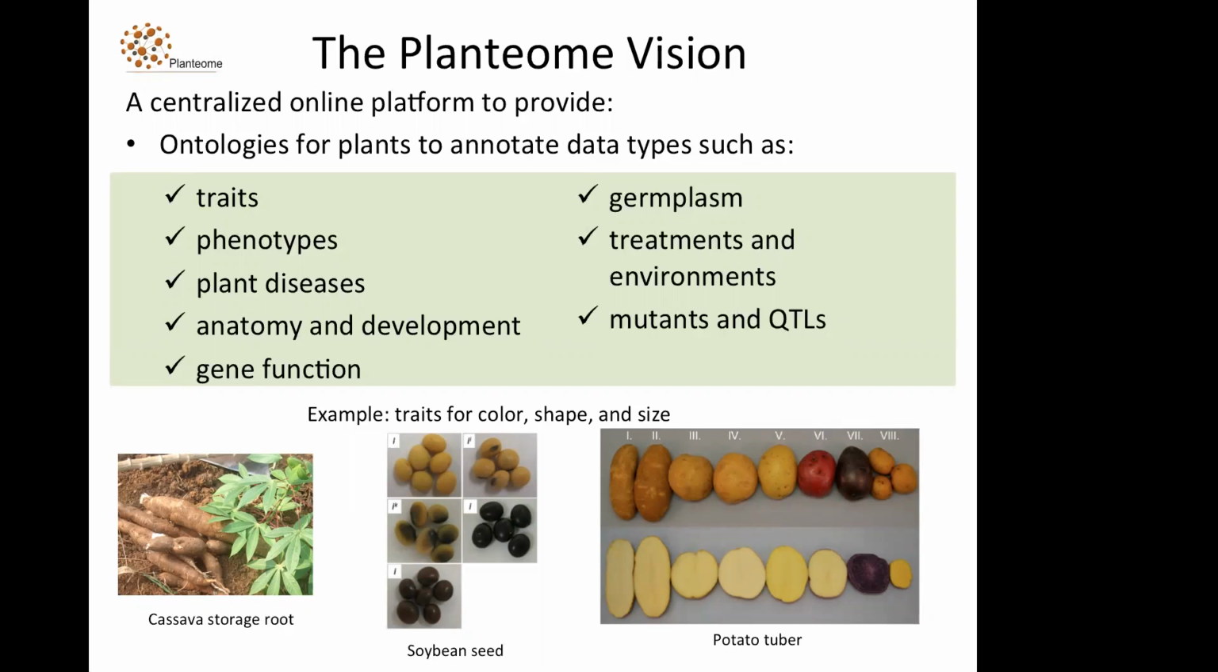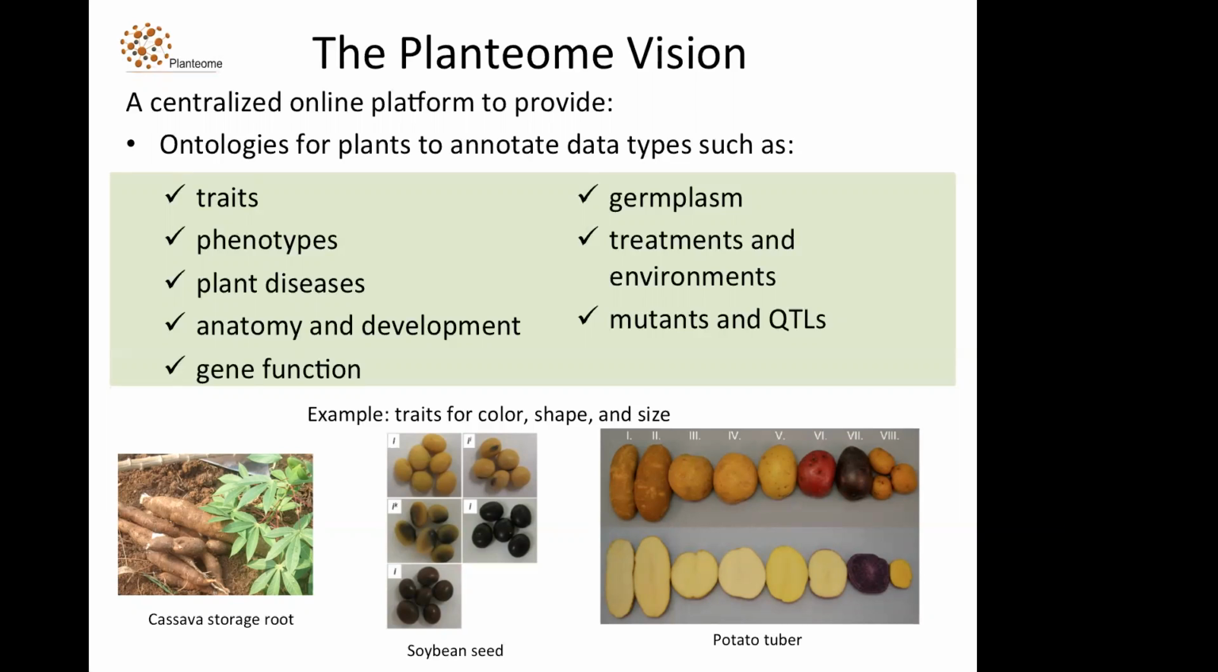We also have a lot of information on gene function. We have some new information with germplasm and germplasm sources. And all these are related back to the treatments and environments from the experiments they were created in. We also have data concerning mutant phenotypes and QTLs. On the lower part of the screen, I just have an example of some different traits that we might be describing in the Planteome, for such things as color, shape, and size.